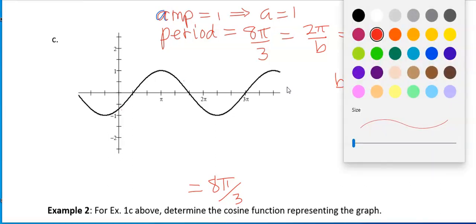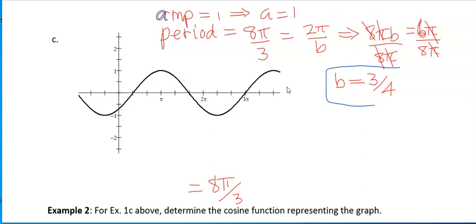And now I've got two of the numbers that I need. So here's my a. A is 1. So I don't really need to put a 1 in front of sine. B is 3 over 4. And I've got one thing left to get. And that is my displacement.